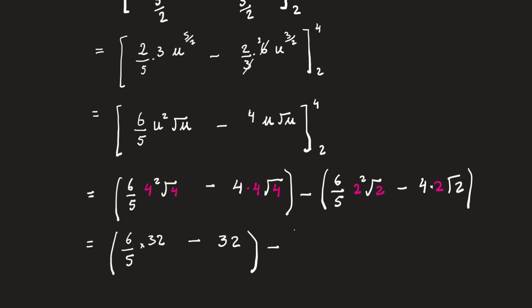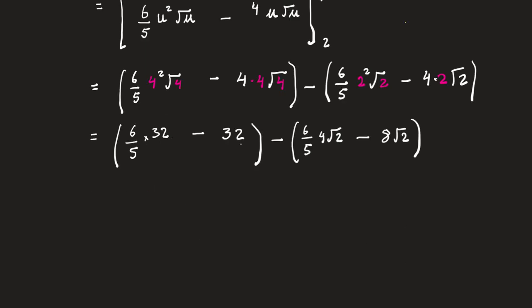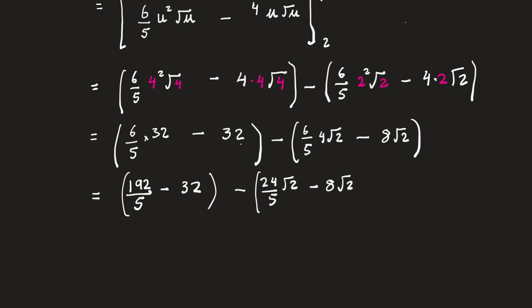And 6 over 5, 4 root 2. Unfortunately I have to keep the root 2 here, and 8 root 2. I'll try one more line. That's 192, because 6 times 32, over 5 minus 32, and then better keep that in the brackets. And then we have 6 times 4 is 24 over 5 root 2 minus 8 root 2.